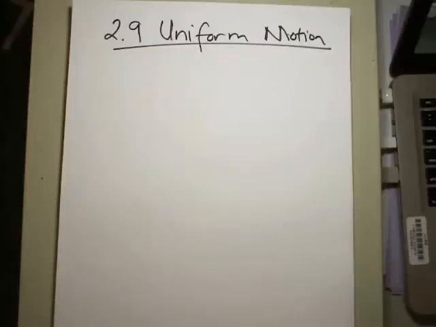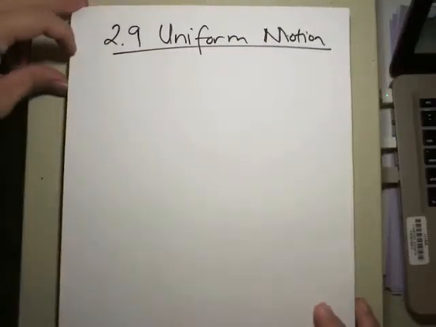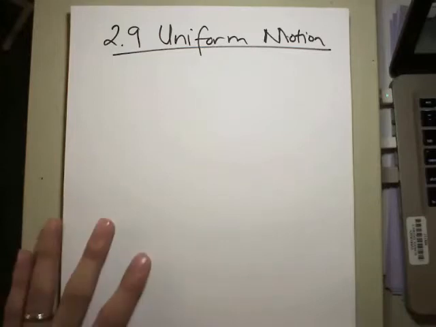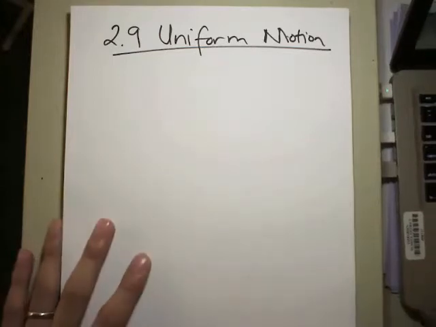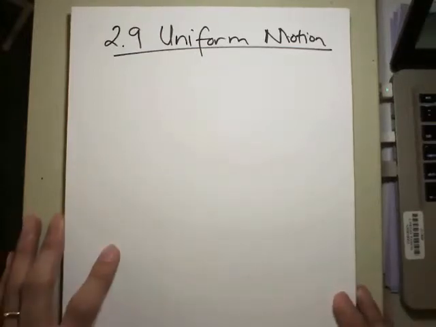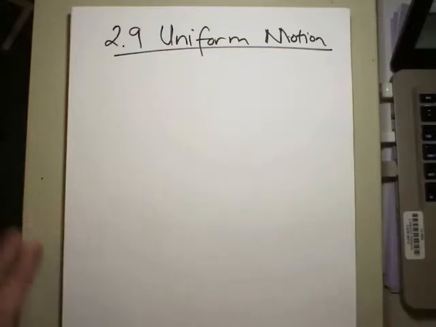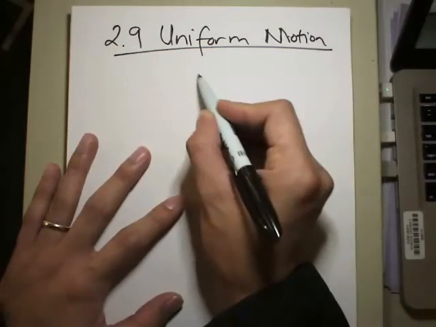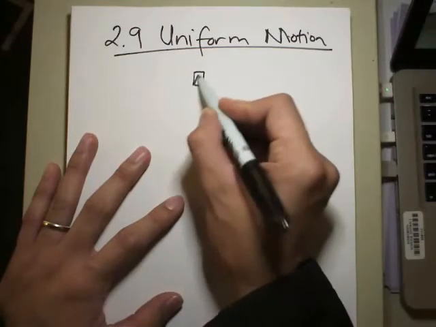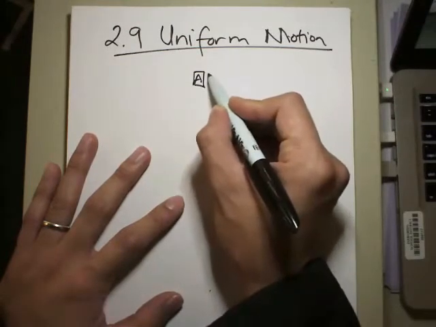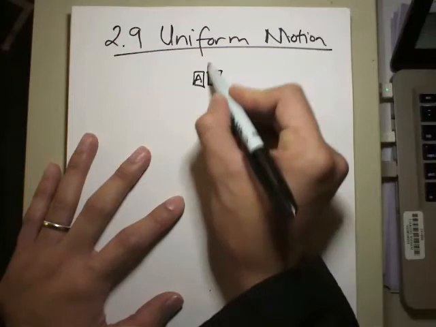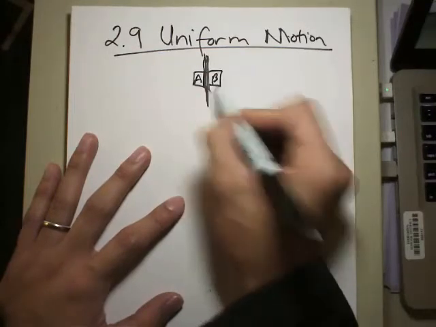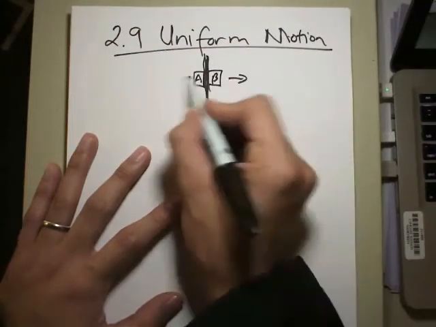As you start thinking about 2.9 uniform motion, I really want you to think about several possibilities that you will have to face as you start solving these kinds of problems. The first scenario that I want to discuss briefly is where you have two objects. Could be a plane, a ship, cars, whatever, but starting at the same point in the center, going in opposite directions.